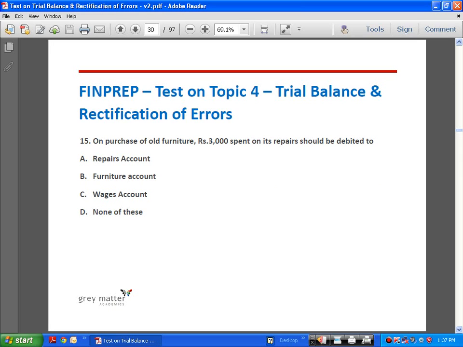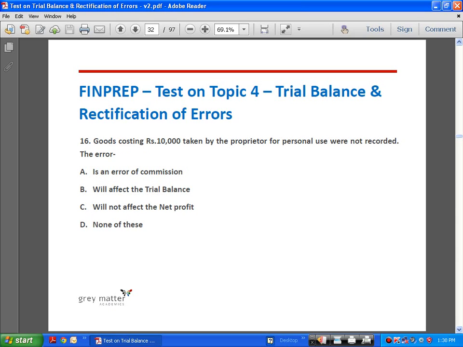On purchase of old furniture, 3,000 rupees spent on its repairs should be debited to the furniture account, because we need these repairs to be done on this old furniture so that it can be put to its intended use, and hence it is to be treated as a capital expenditure and not a revenue expenditure. So the answer is B.